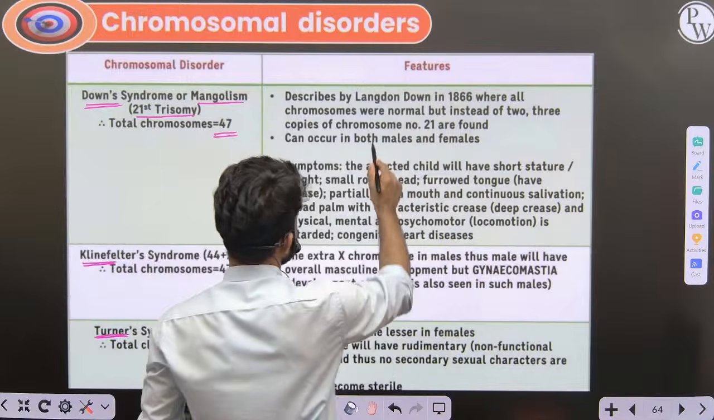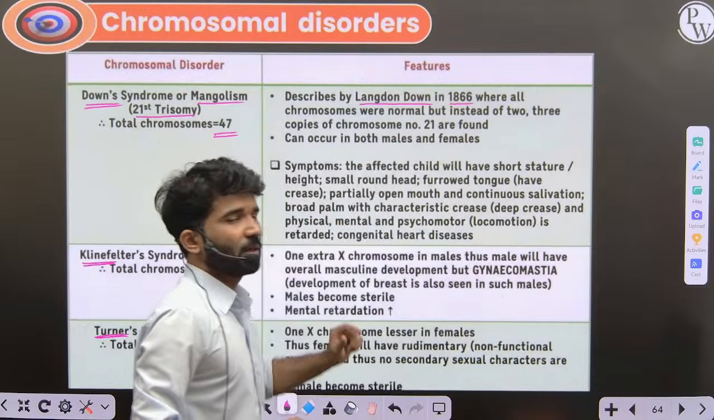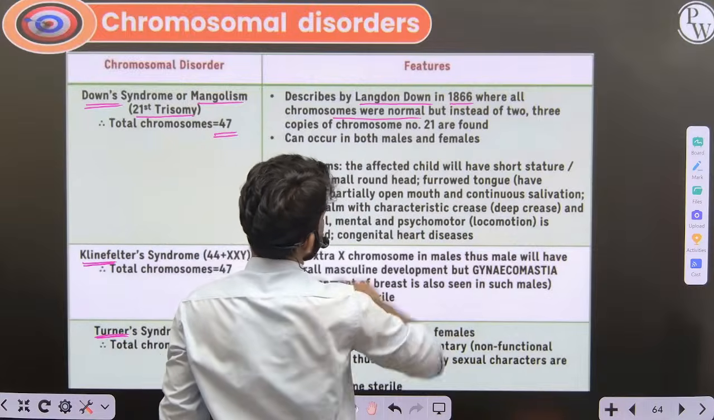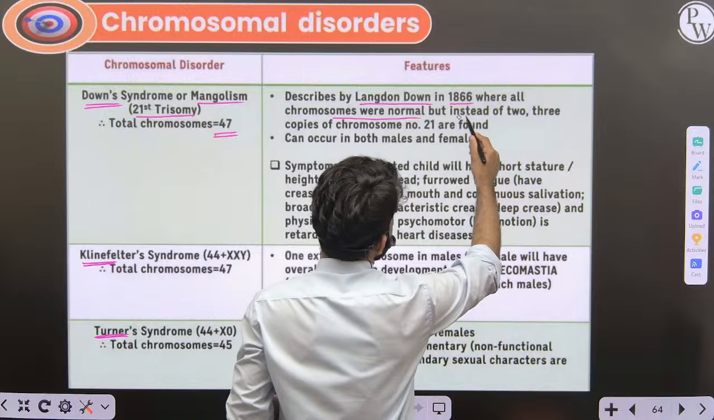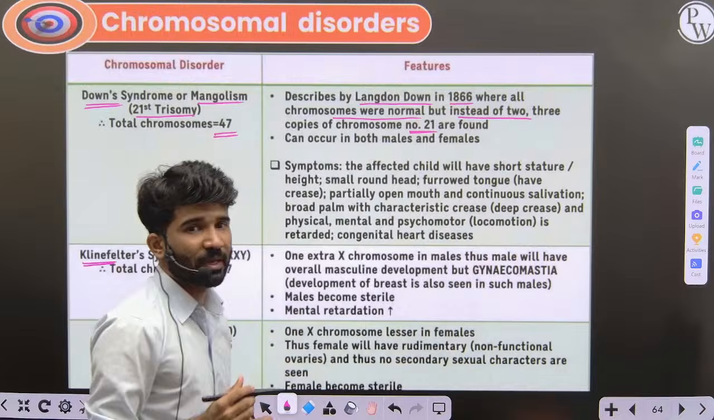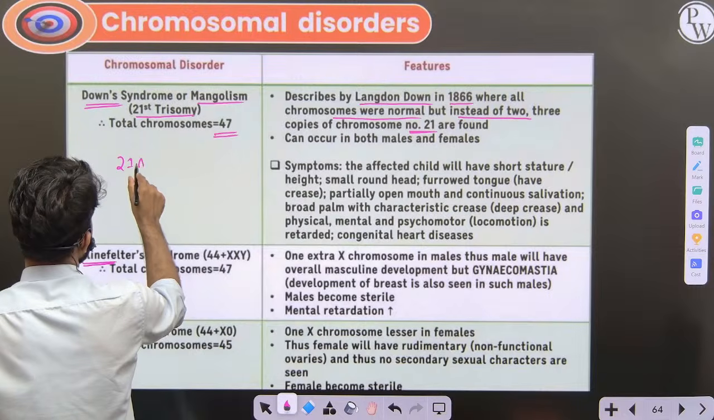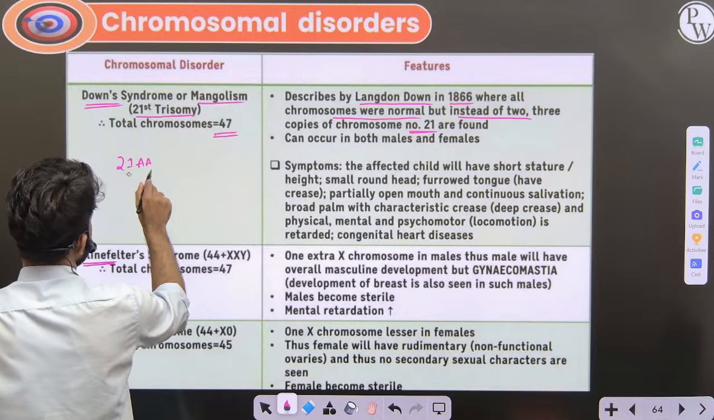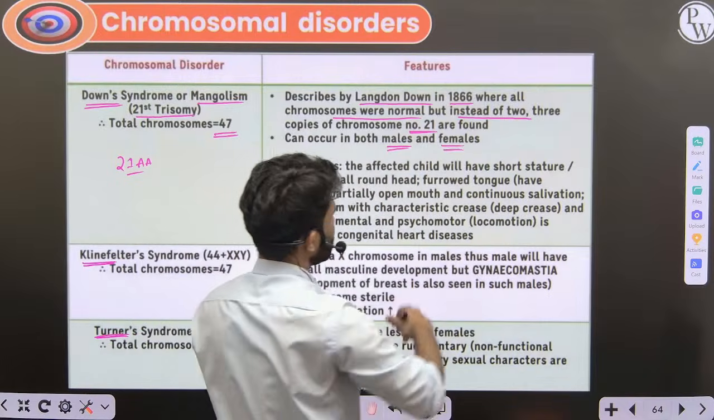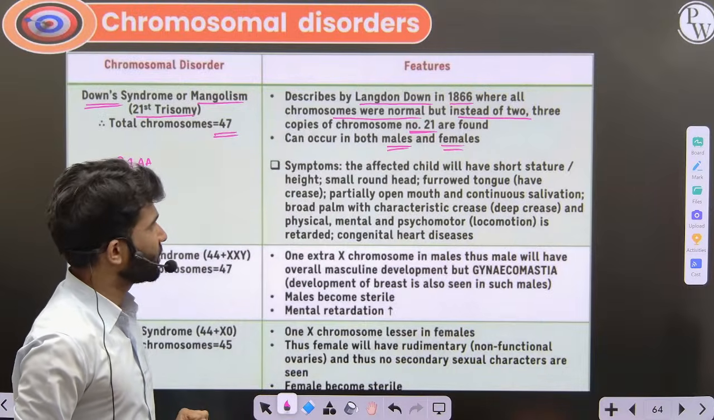This was first described by the scientist Langdon Down in the year 1866, where all the chromosomes were normal, but instead of two, one extra chromosome is added to the 21st pair. It can occur in both male as well as female because it is an autosomal trisomy. It is the same in case of both male and female.